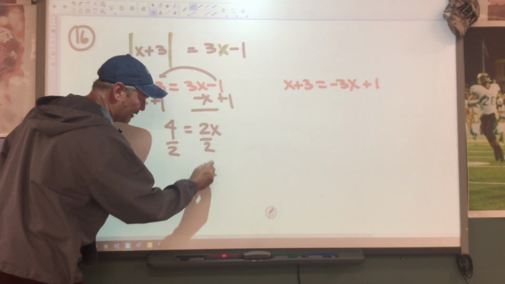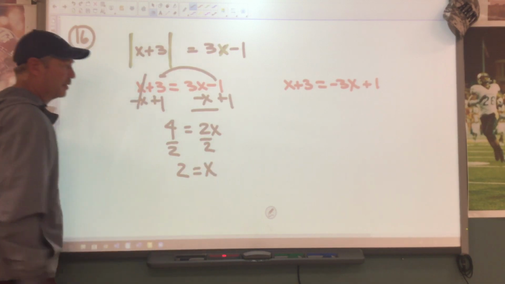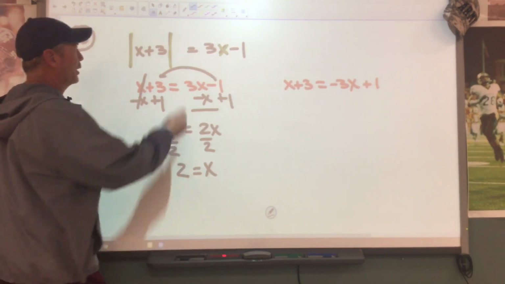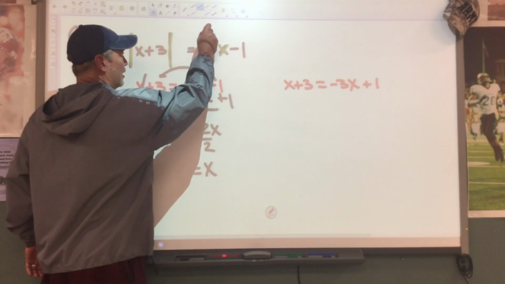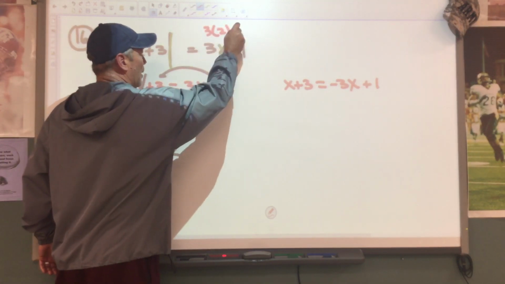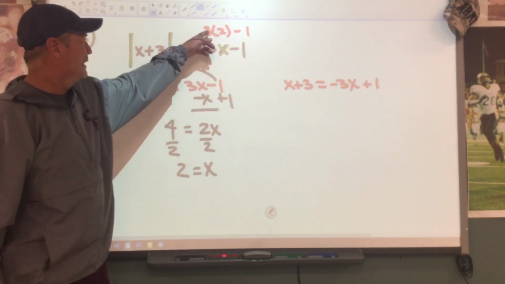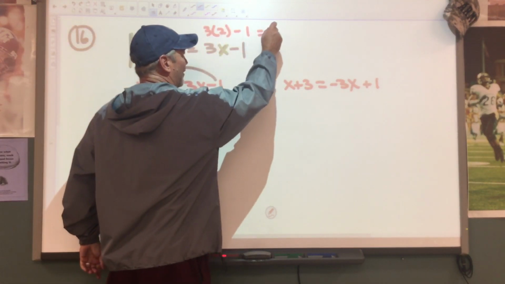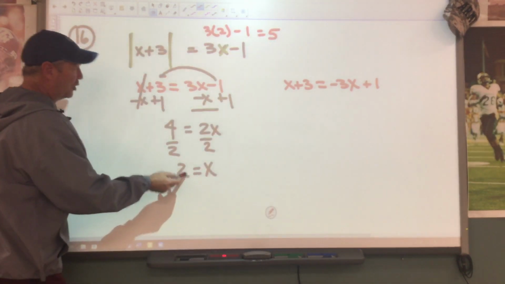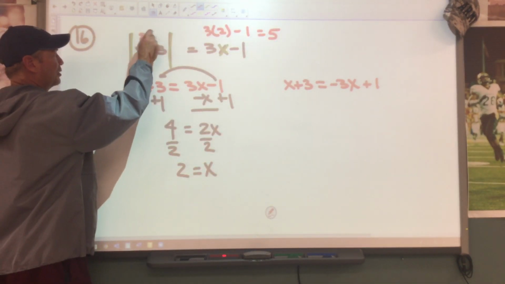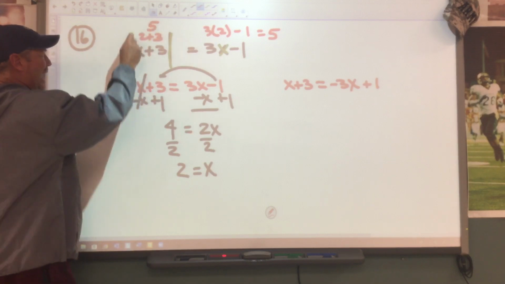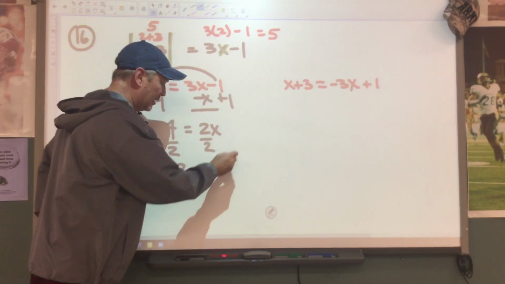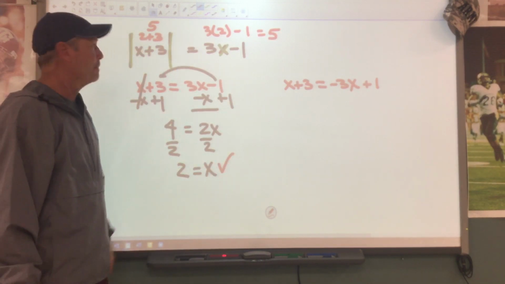And we find out that x will equal the number 2. Now we're going to check this to see if this makes a true statement. See if it works. So we're going to jump up here and we're going to say 3 times 2 minus 1. 3 times 2 is 6. 6 minus 1 equals 5. So we take our 2, we put it right here. 2 plus 3. 2 plus 3 is 5. The absolute value of 5 is 5, so this checks. That's a good answer.